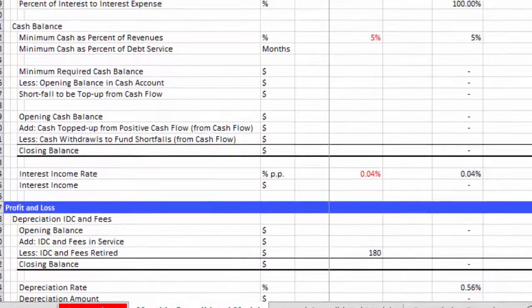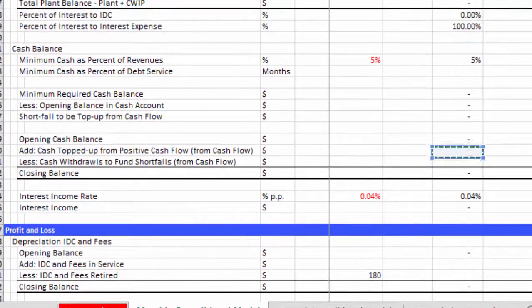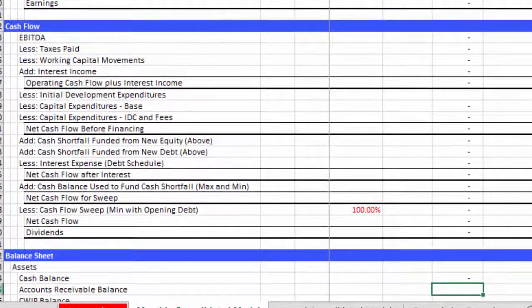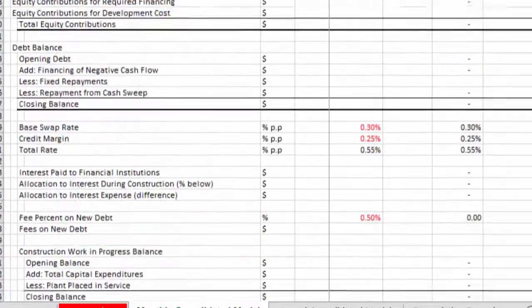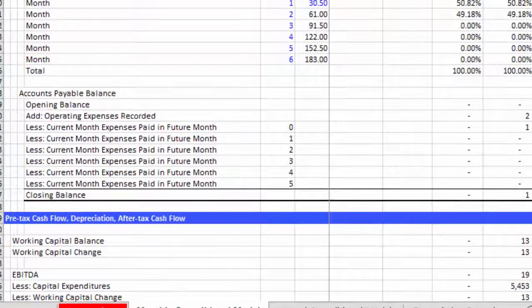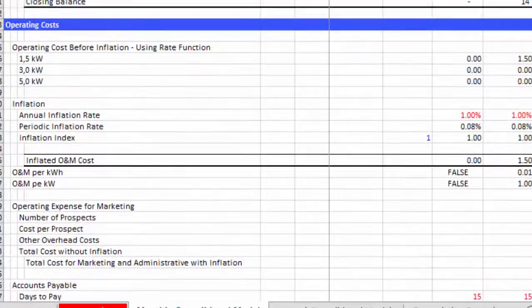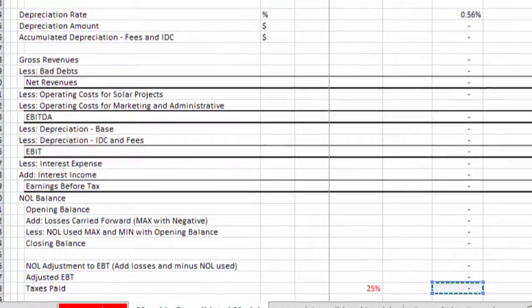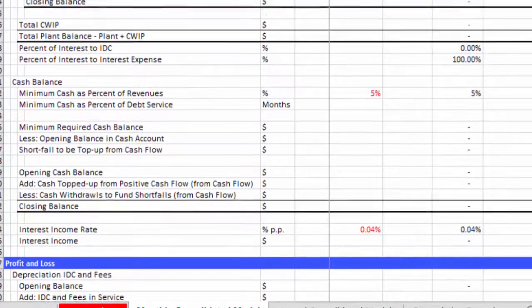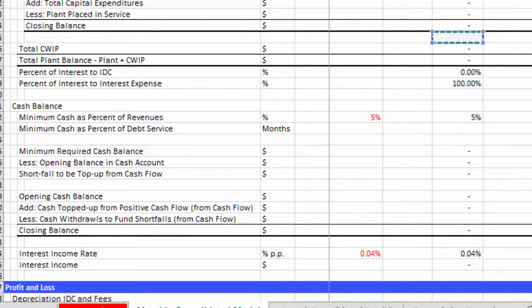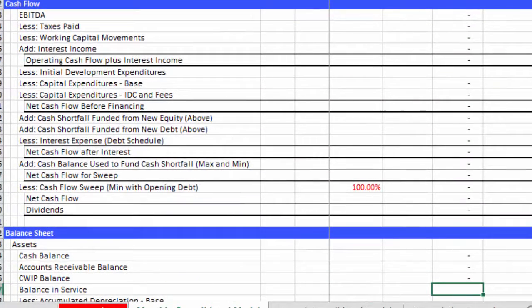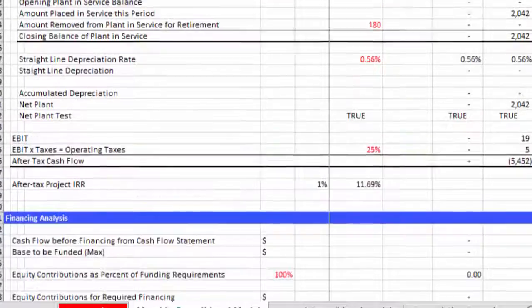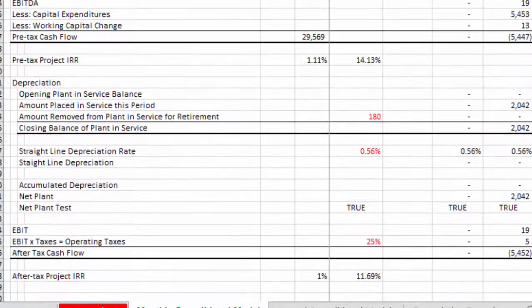And now let's do something really exciting. Let's go to the cash balance. Let's go to the accounts receivable balance. Okay. And then let's go to the construction work in progress balance that we computed here. And then the plant in service balance, that was computed just near the depreciation.